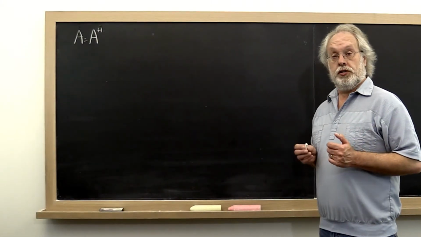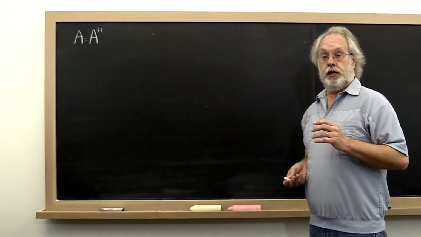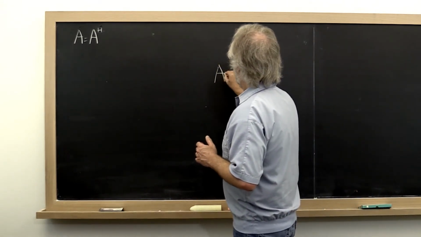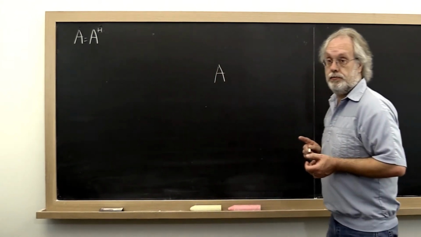Now let's try to put it all together. Okay? Rewind to the beginning of this section. What we started with was a matrix A. That matrix was Hermitian, so it could be complex valued.